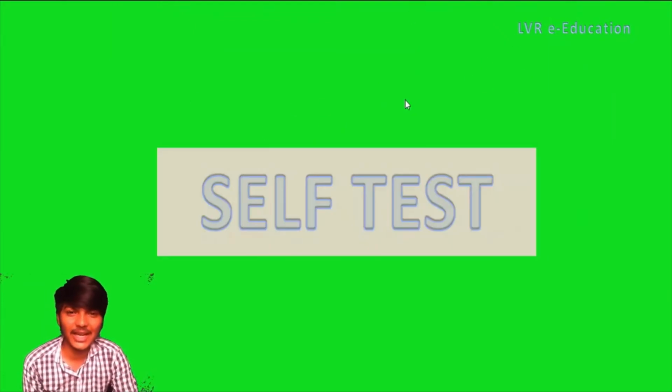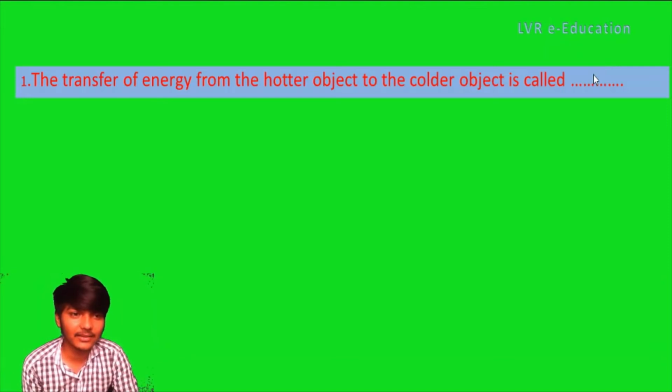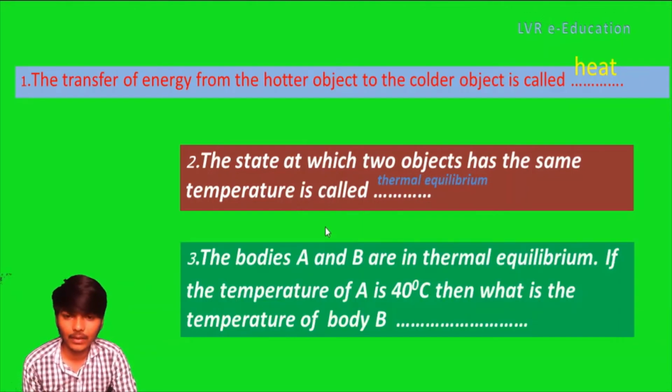Test the knowledge you gained today with the help of a small test. Okay. So here is the first question. The transfer of energy from the hot object to the cold object is called, this is a state definition, right? It's called heat. The second question: the state at which two objects have the same temperature is called. It's also a definition. It's a direct answer, right? It's thermal equilibrium.